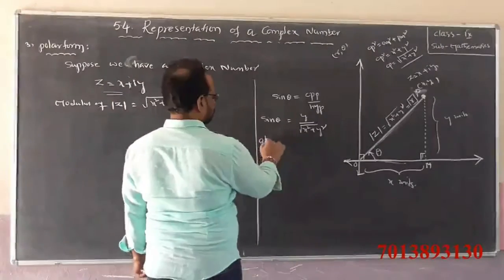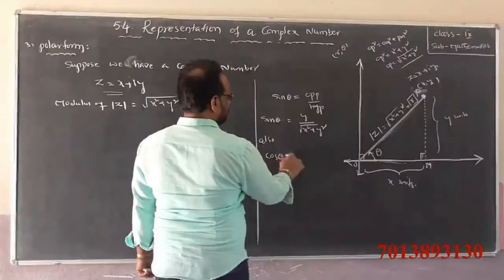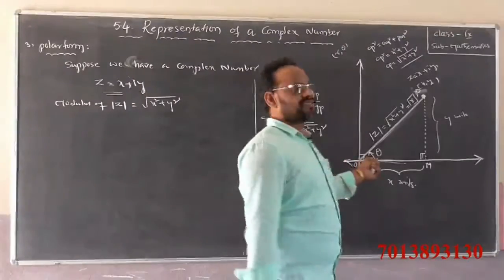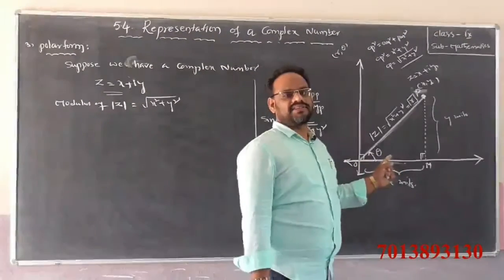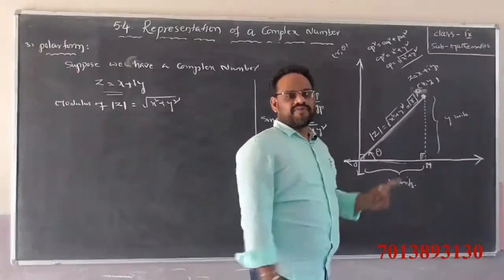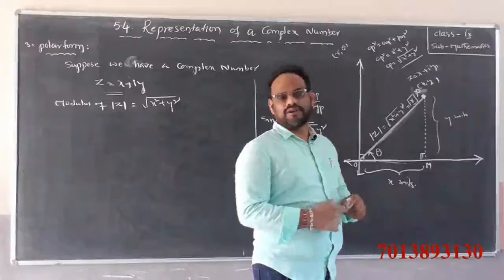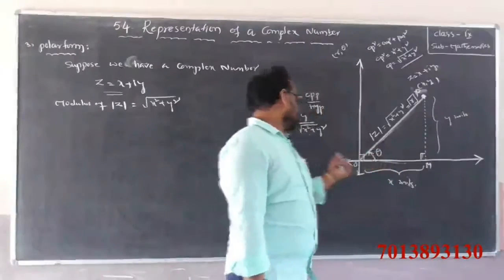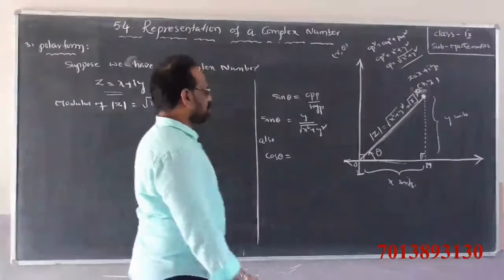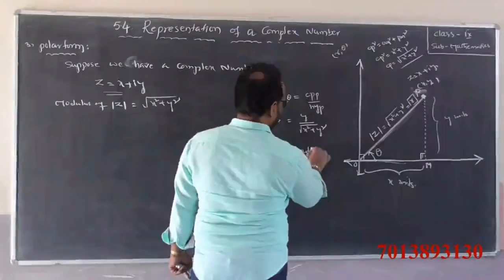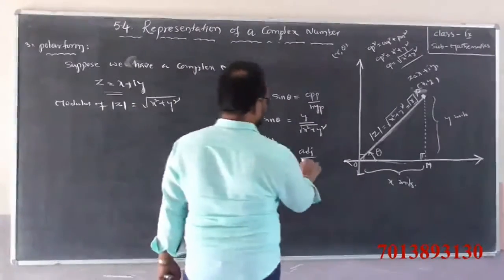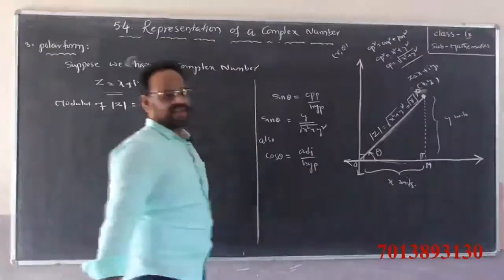Also, cos theta is equal to, here, what is theta? Later we will discuss. Theta means argument or amplitude. If you compare with the Euler form, we discuss what the argument is. So here theta is called the argument of a complex number. So cos theta is equal to the adjacent side to theta by the hypotenuse.